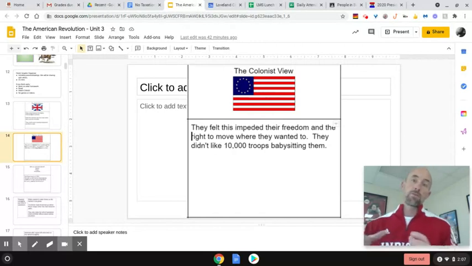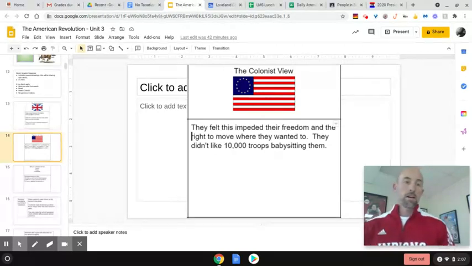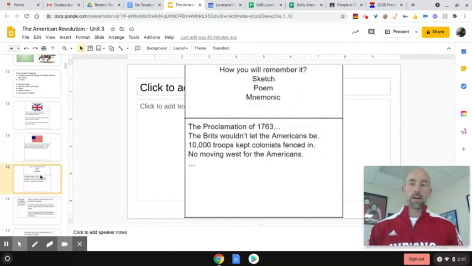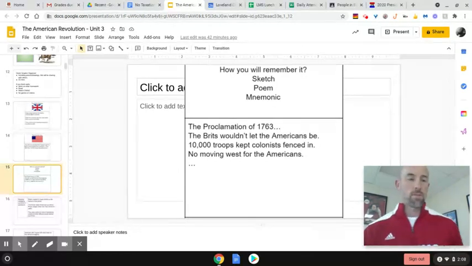And then I hope that you've written a poem or a drawing, something over there on the right-hand side. Here's mine. The Proclamation of 1763. The Brits wouldn't let the Americans be. 10,000 troops kept the colonists fenced in. No moving west for the Americans. Amazing poetry, Mr. Burke. I know. So that is the Proclamation of 1763.